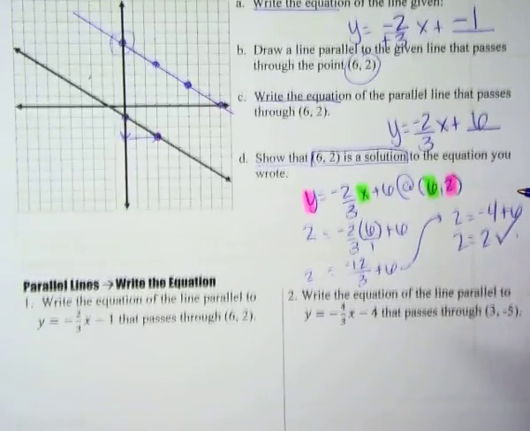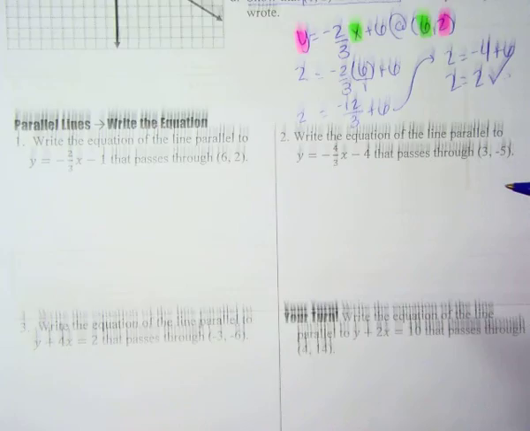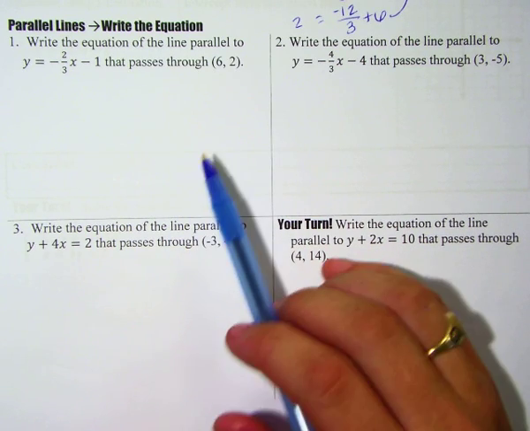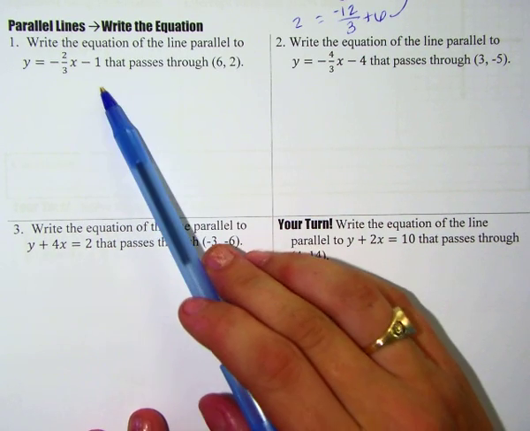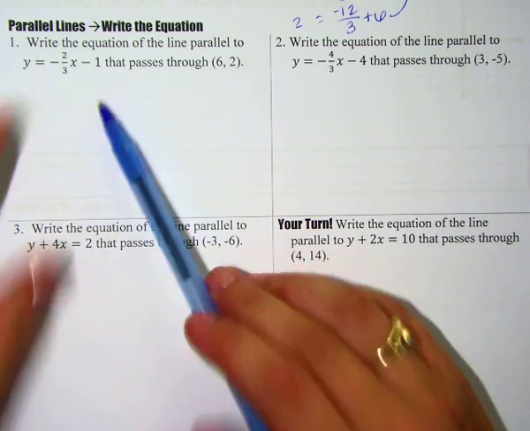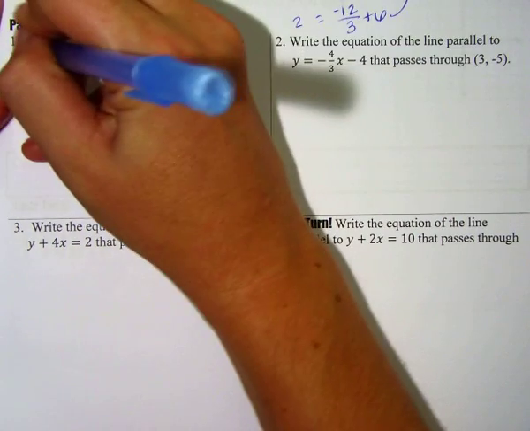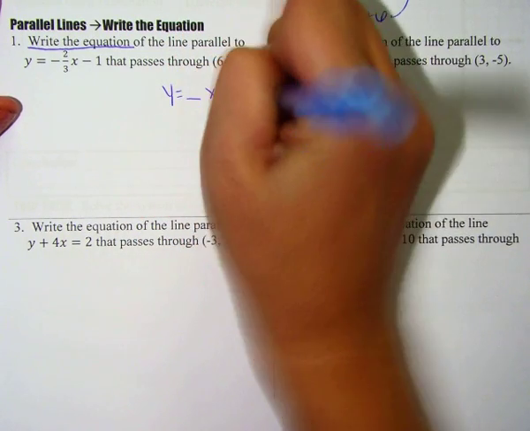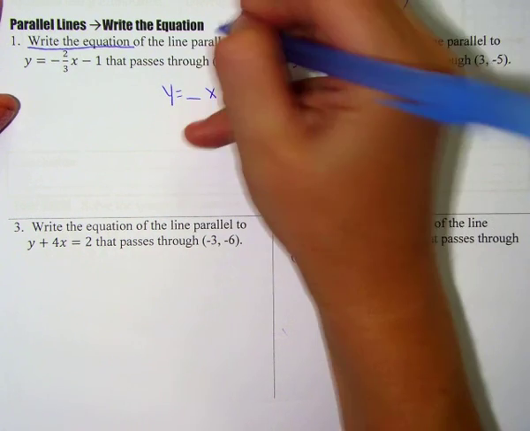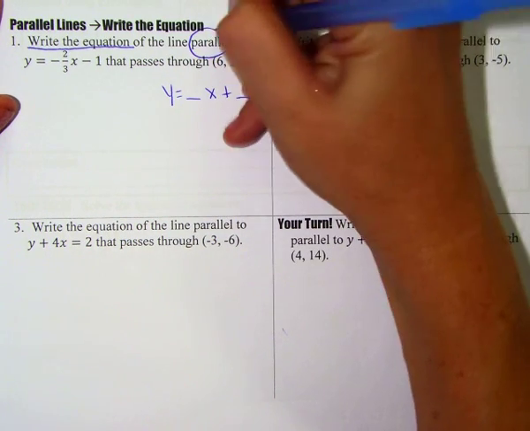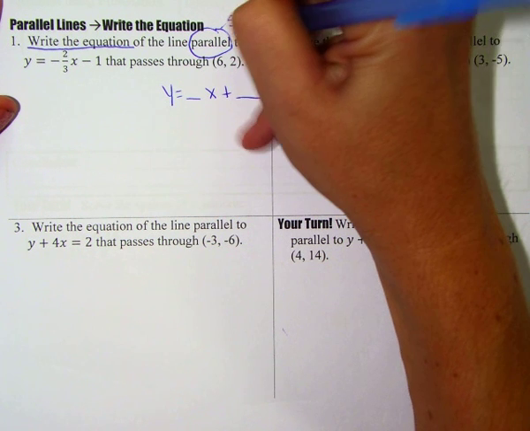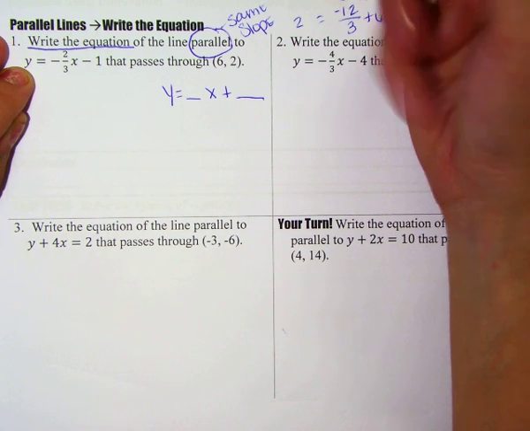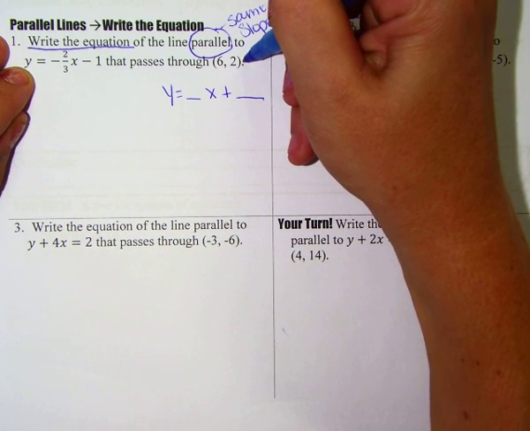Now, why did I care about that? Well, we're not always going to be given graphs. In fact, most of the time you'll be dealing with problems that look like this. There's no graph. So we need to be able to do all this work without graphing it. So this says write the equation, so I'm going to write the skeleton. Of a line parallel, what does it mean to be parallel? Well, it means that they have the same slope to that equation and passes through this point.